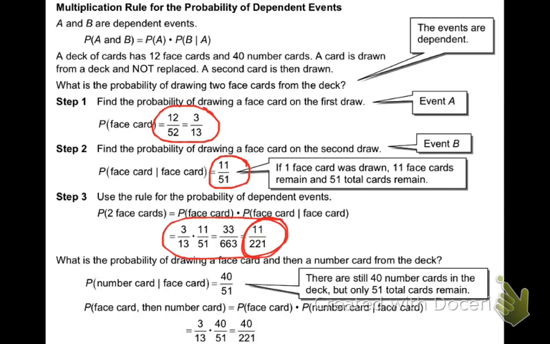Notice, what happens if I were to draw a face card and then a number card? Are the number cards affected? If I leave a face card out, are the number cards affected? No, so there are still 40 number cards, but how many cards are in the deck total then? Still 51 cards in the deck there. So recognize when the numerator is affected and when the denominator is affected when you're doing those probabilities. That's very important.